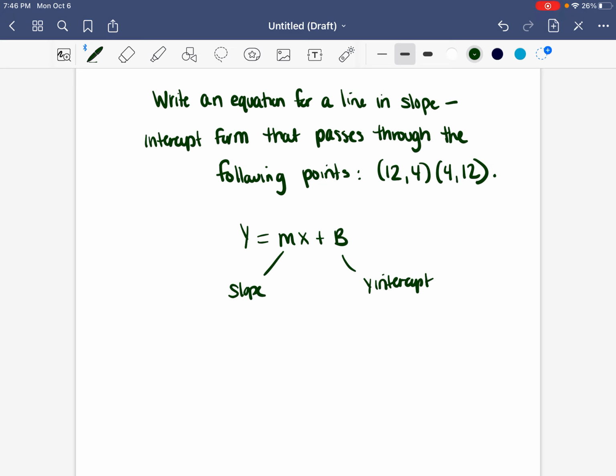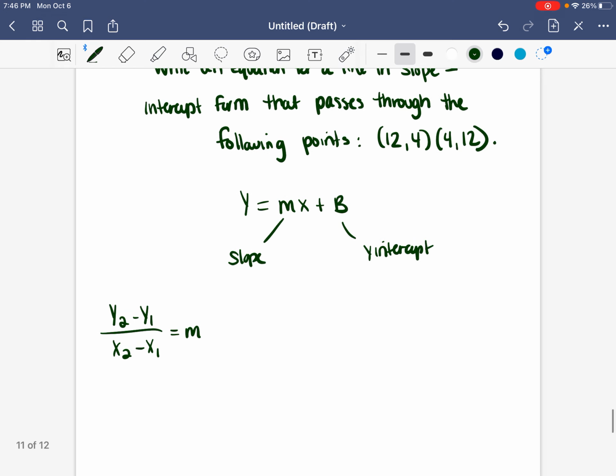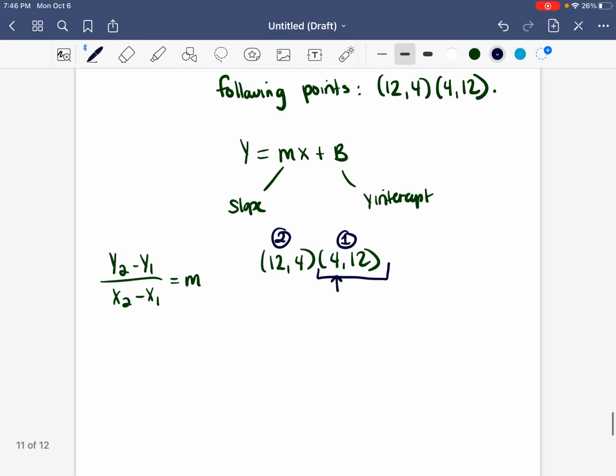When we have 2 points, we can use the slope equation, which is y2 minus y1 over x2 minus x1, and that is going to give us our slope. So we're going to use these 2 points, (12, 4) and (4, 12). I'm going to use this as the first point and this as the second point. The way that I decided that is the x is the smaller one in this point here, so I know that it would come first if I were to graph this line. What do I mean by that?